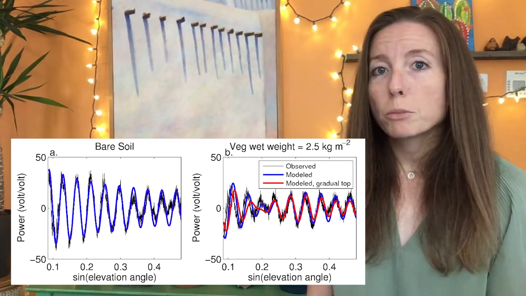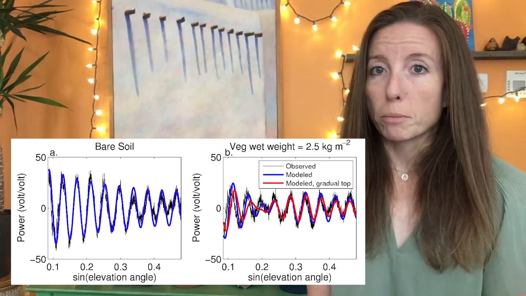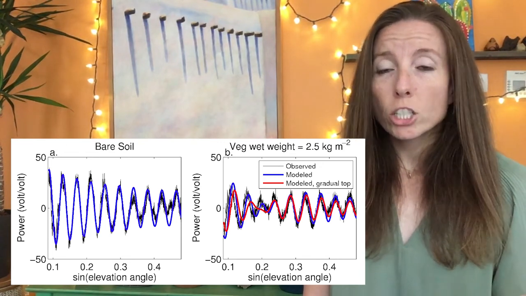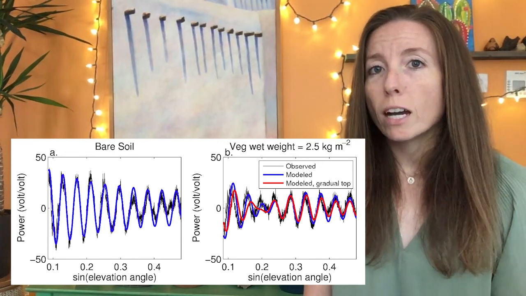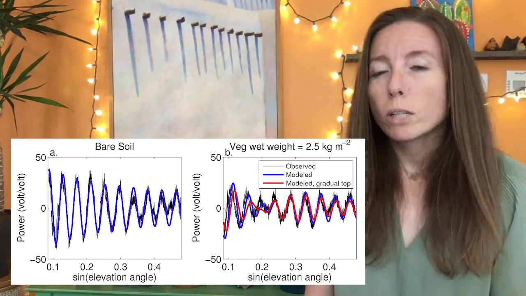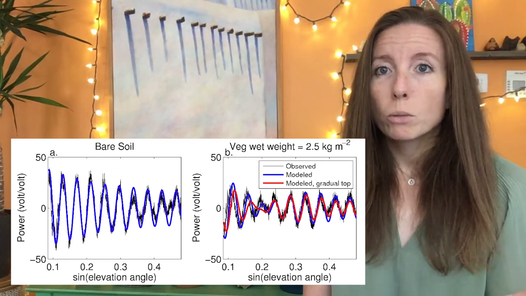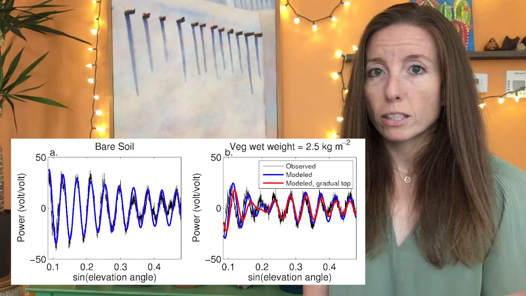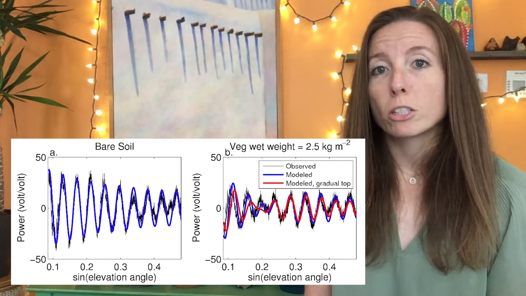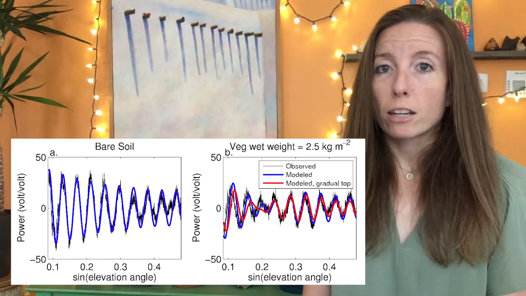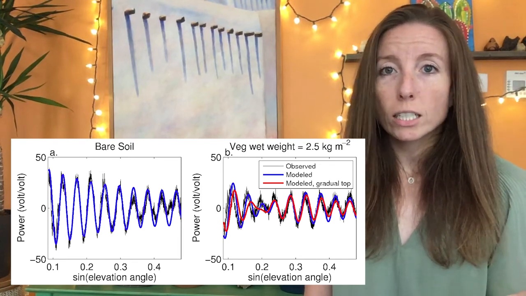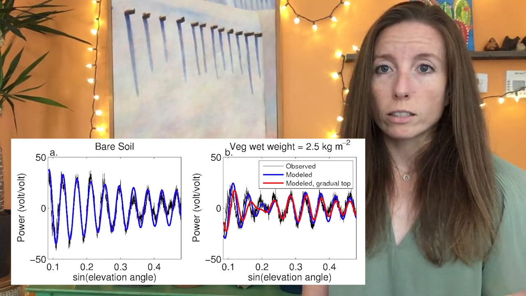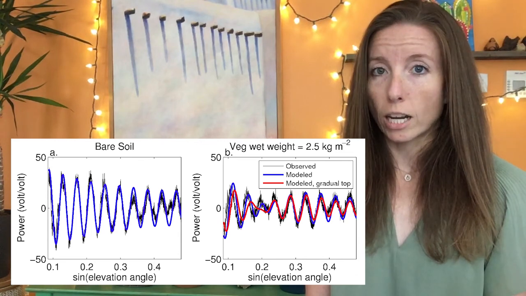On the right, I'm showing another observed SNR interferogram in black, but this time from a day when the vegetation at the site had about 2.5 kilograms per meter squared of water in it. What I want you to focus on is the blue line, which is what we modeled when we input the specific vegetation and soil moisture parameters on that day. And again, we see a good match, even recreating the temporary decrease and then increase in amplitude oscillations as we increase elevation angle. We then calculated the SNR metrics for these model simulations and saw how they changed for different soil moisture and vegetation parameters.